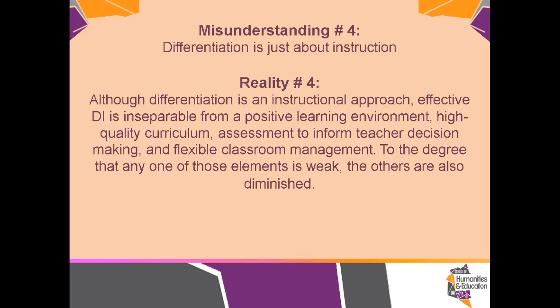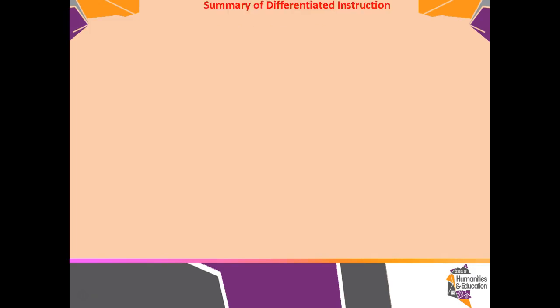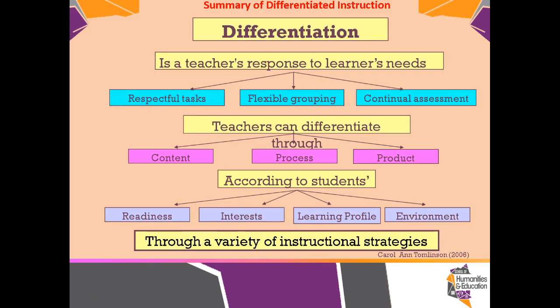As we ended the last video presentation, we looked at 4 misunderstandings of differentiated instruction as well as the reality. Let's summarize the whole thing now. Differentiation is a teacher's response to learners' needs. What are those needs? Respectful tasks, flexible grouping, continual assessment. When that's done, teachers can differentiate through content, process, and product, according to the student's readiness, interest, learning profile, and of course the environment of the school, through a variety of instructional strategies.